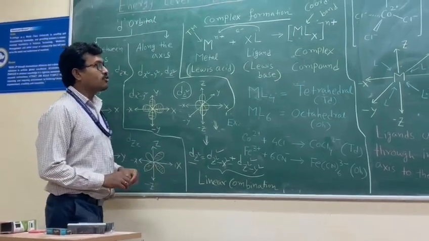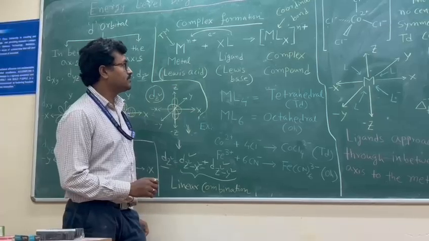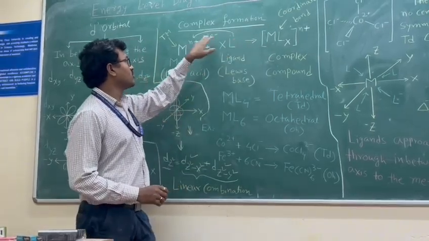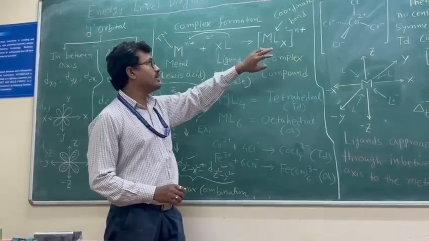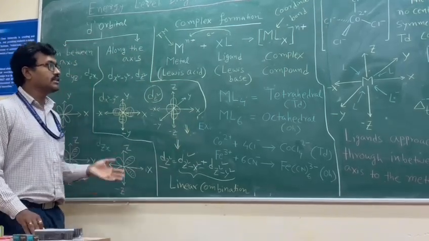So in metal-ligand complex formation, it occurs after this Lewis acid-base interaction. Then the ligand's electrons are donated to the metal and we are forming a coordinate bond between metal and ligand. It is not ionic, it is not covalent, it is a coordinate bond.